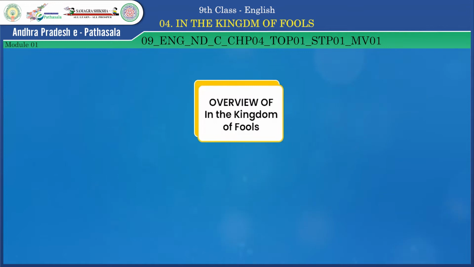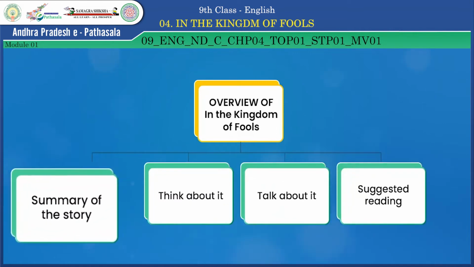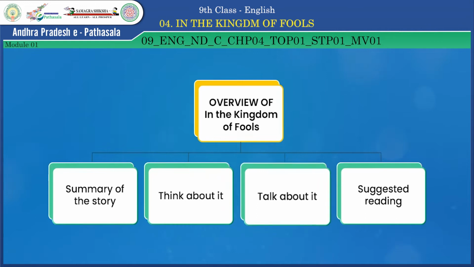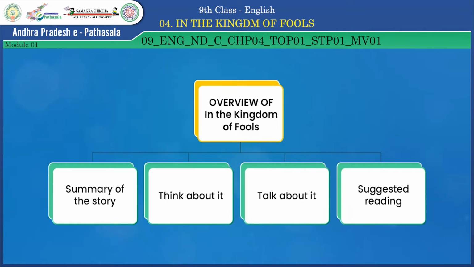Summarize the plot of the story in your own words. State the moral lesson conveyed by the story, that is, to use wisdom when dealing with foolish people. Express your personal opinion on the story and the characters. Analyze the impact of the story on your thinking and behavior.